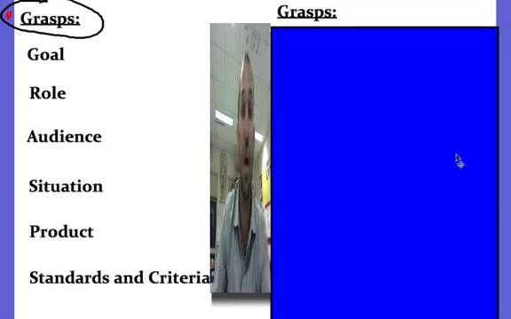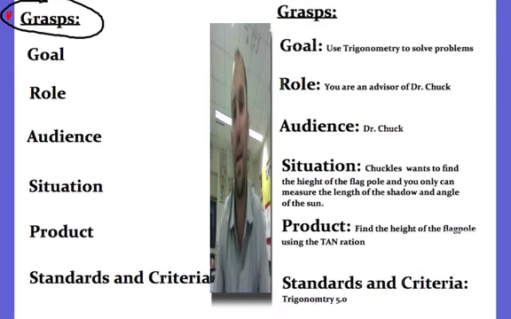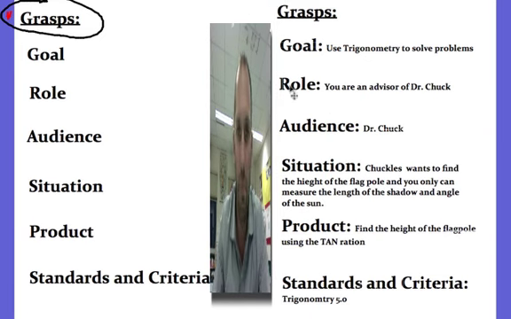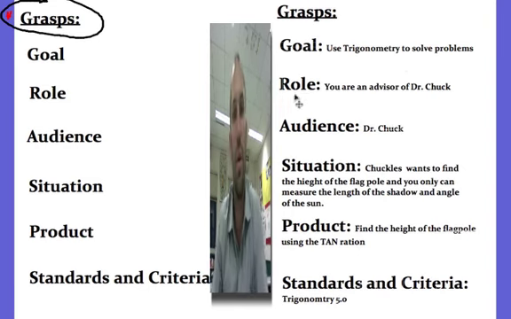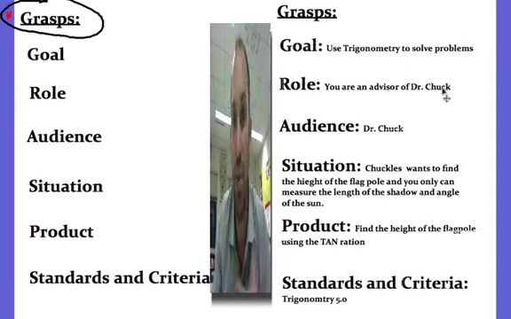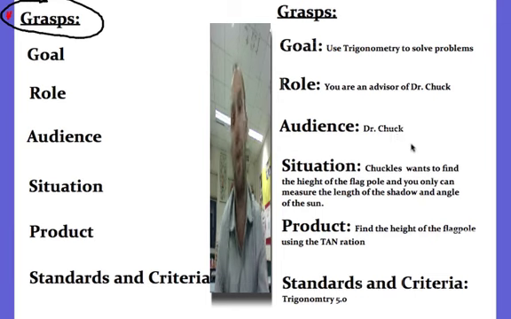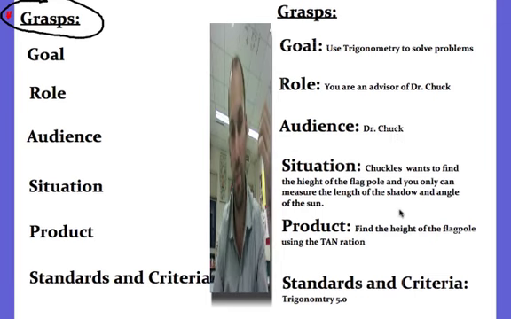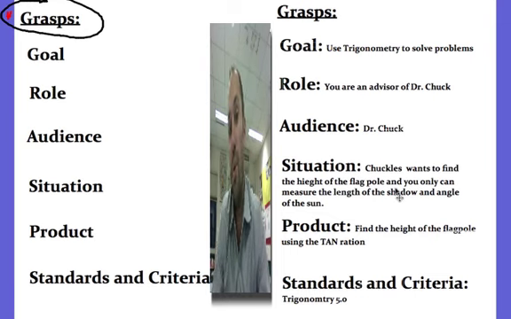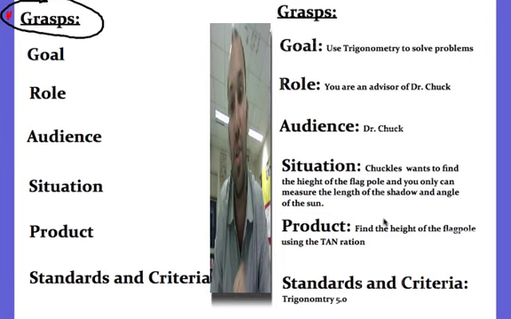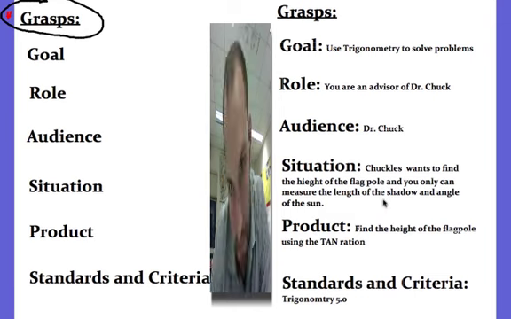So let's go back to Dr. Chuck and the flagpole. And this is what I would have done for this one. The G would have been use trigonometry to solve problems. The role would have been, well, I'm an advisor of Dr. Chuck. The audience is Dr. Chuck. Situation, well, Dr. Chuck, or Chuckles, wants to find the height of the flagpole, and you only can measure the length of the shadow and angle of the sun.